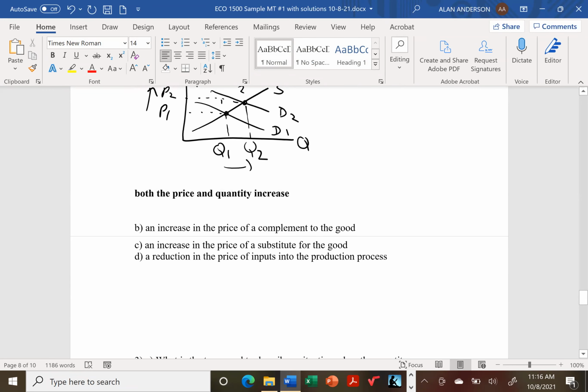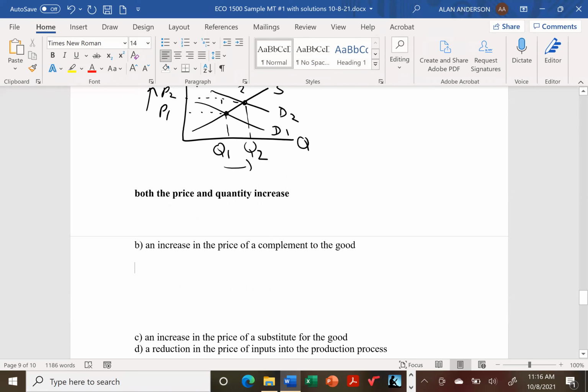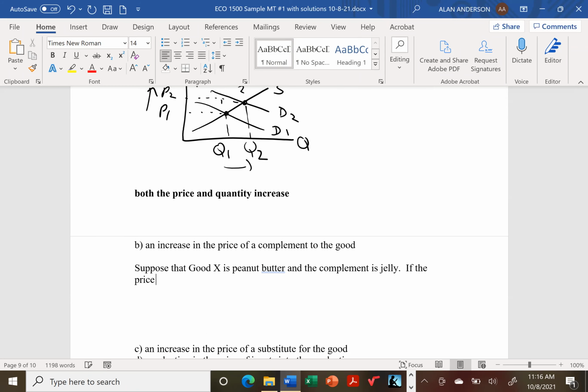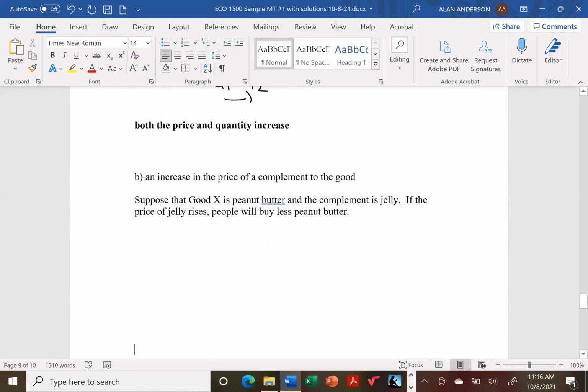Now the increase, now the complement. Now this is a tricky one. Before you do anything, try to think about what this means. Suppose that good X is peanut butter and the complement is jelly. If the price of the jelly goes up, people will buy less peanut butter. And that's what we need to remember when we draw this one. So you can show the demand curve shifting to the left.